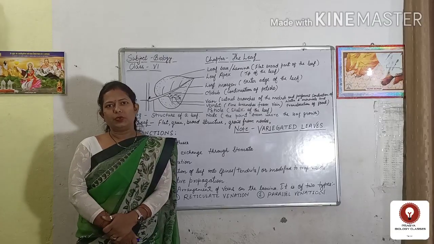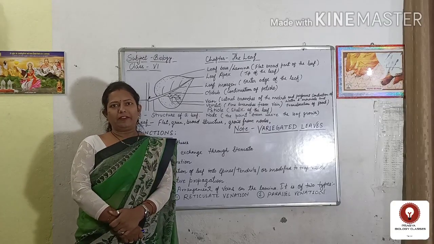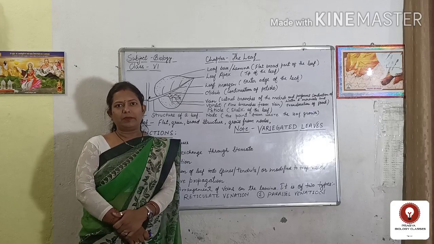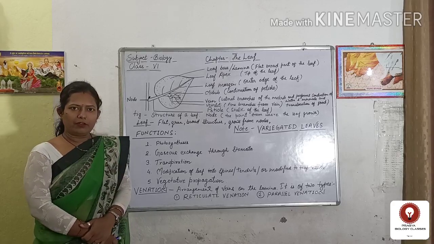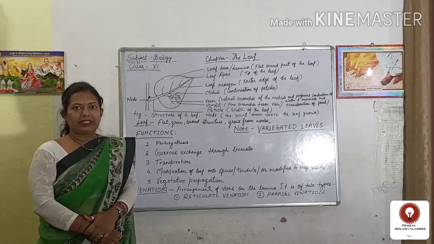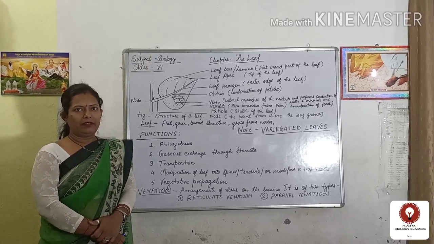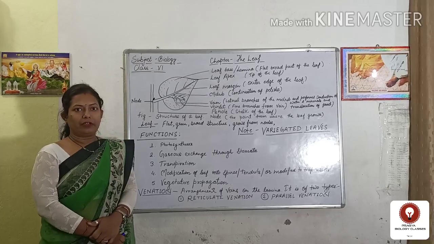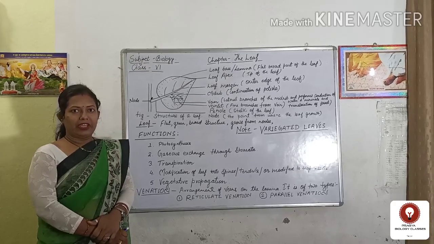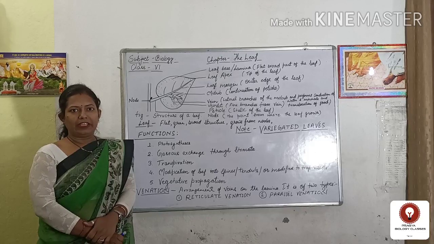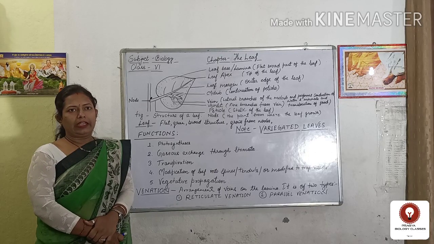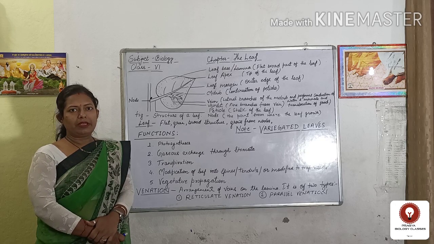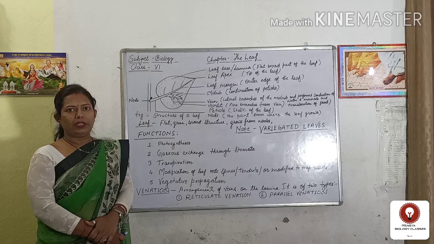Hello class 6 students. Today I will start the first chapter of your book, that is the leaf. In this chapter, first of all we will explain the structure and function of leaf, then different types of leaves, its venation, then arrangement of leaves, that is also known as phyllotaxy, and at last we will discuss different experiments that are demonstrated on the leaves.